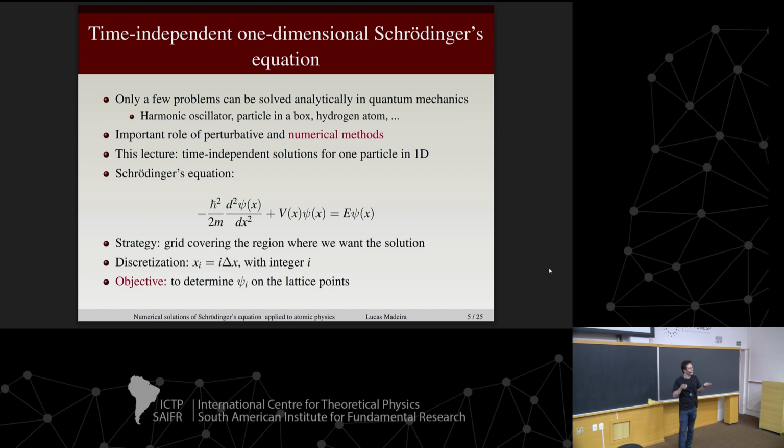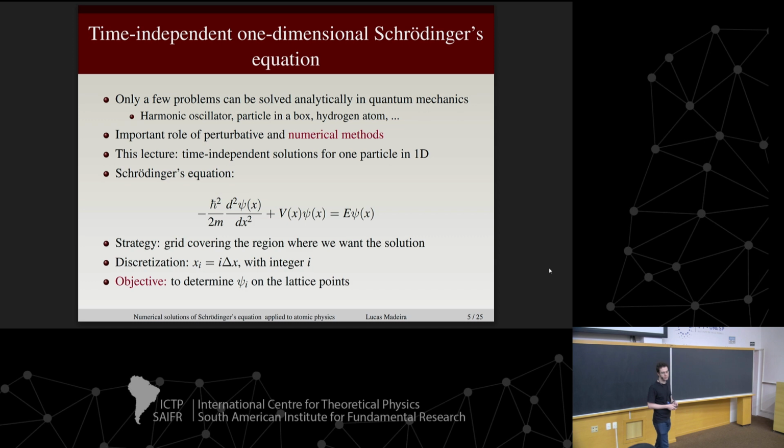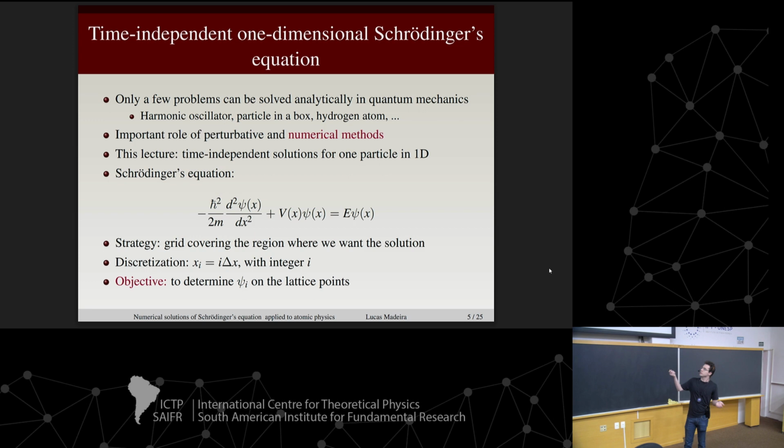So only a few problems can be solved analytically in quantum mechanics. I'm sure this past week you saw some really nice analytical results, but they are the exception. Most interesting problems in quantum mechanics don't have analytical solutions. I'm not saying analytical solutions are bad. No, they're really good for learning and for really seeing the physical content of your problem. But the thing is, you might get the wrong impression from textbooks that everything can be solved analytically, okay? Because in undergraduate and graduate courses, we see the harmonic oscillator, particle in a box, hydrogen atom, and we get this wrong impression.